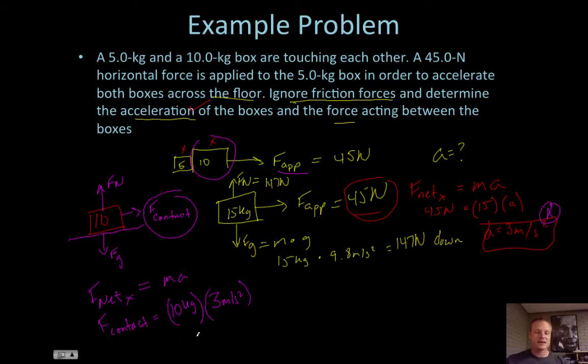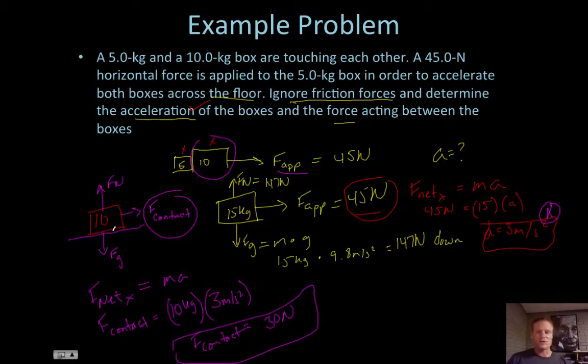If you do that math, you should get a contact force of 30 newtons. All right, and that's how you solve that problem. So it does involve some thinking. It's a systems approach and basically looking at one of the individual objects on its own. So first calculate the acceleration, and then you can calculate the force acting between the boxes.